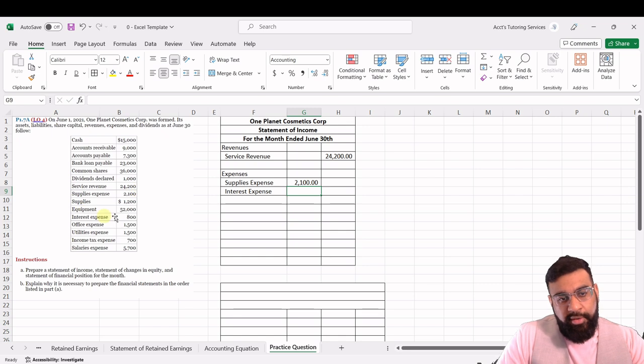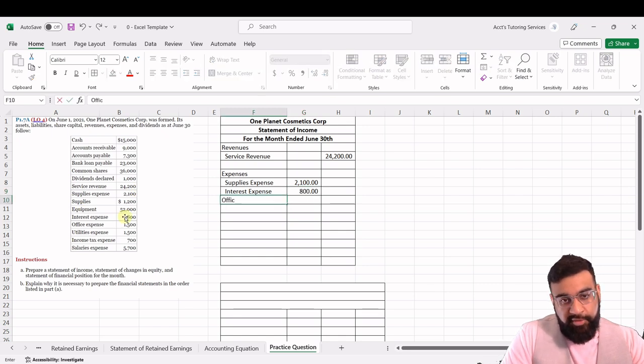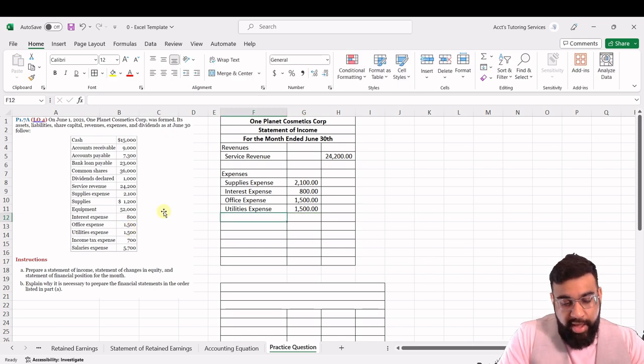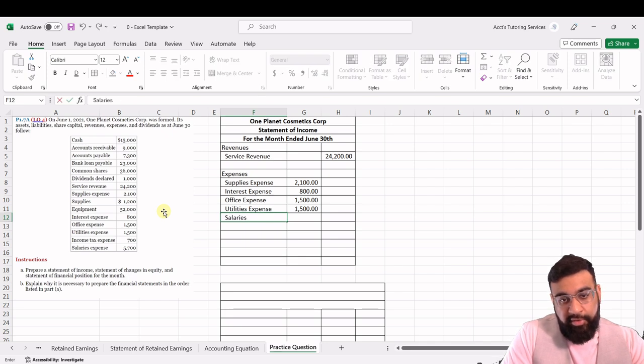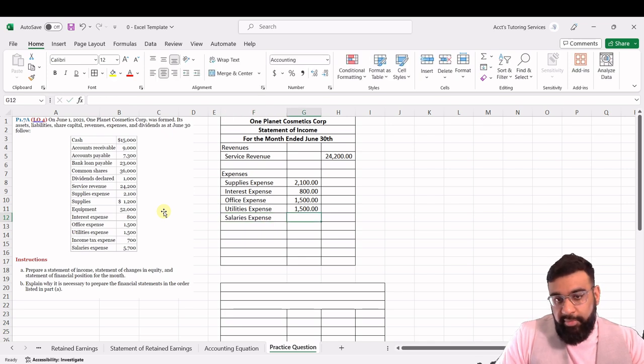Interest expense is 800. Then I'm going to have office expense, which is 1,500. Then I'm going to have utilities expense, which is also 1,500. I'm going to ignore income tax expense for now. Then I'm going to have salaries expense, which is going to be 5,700. Now I have all my expenses.